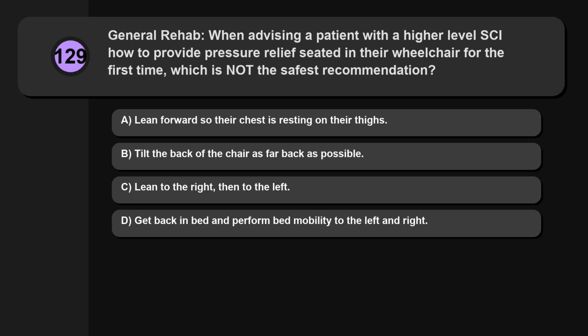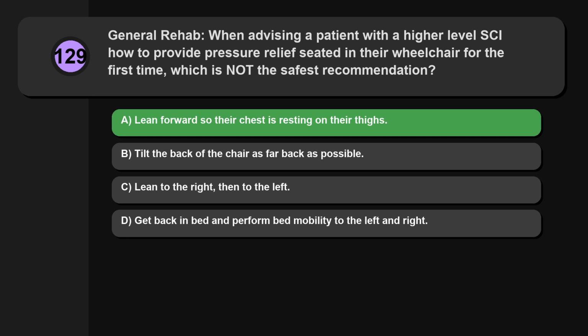Question 129. General rehab. When advising a patient with a higher level SCI how to provide pressure relief seated in their wheelchair for the first time, which is not the safest recommendation? Option A, lean forward so their chest is resting on their thighs. Option B, tilt the back of the chair as far back as possible. Option C, lean to the right, then to the left. Option D, get back in bed and perform bed mobility to the left and right.